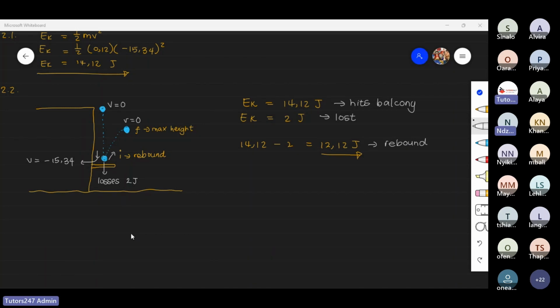Hello. Yes, do you have a question? Oh yeah, I do have a question. I just want to ask, where does the 2 come from? The 2 joules. The 2 comes from the question. So let me go back to the question to allow you to see.